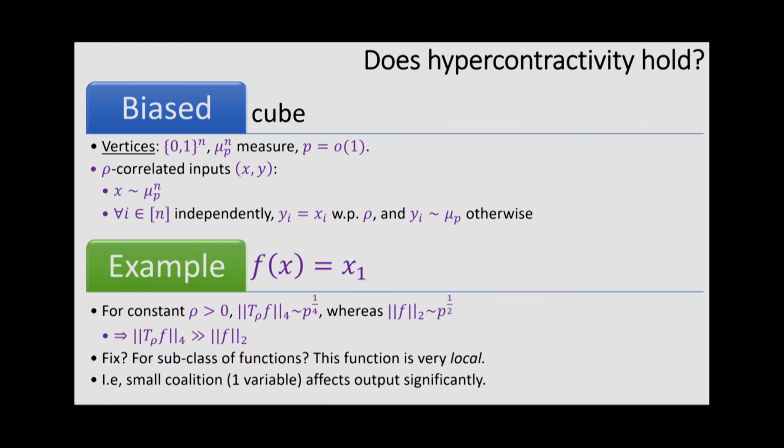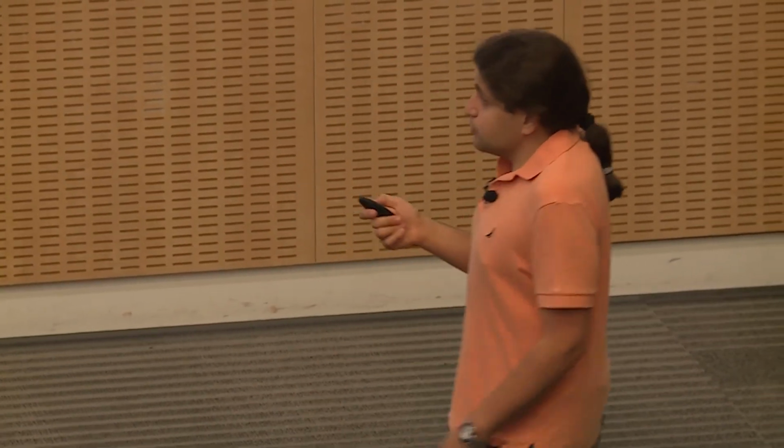So the way we overcome this barrier is we simply state a different statement that for such functions is useless or trivial or not helpful. But for other functions, it is very meaningful. And the idea here is to note that this function is very local, meaning very small coalitions, only one variable, affect the output significantly. So what we want to do is to state a statement that works for non-local functions.